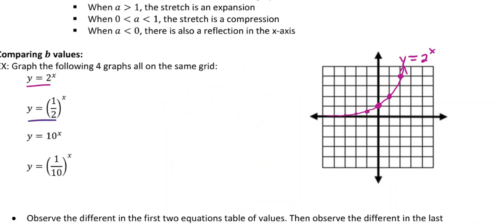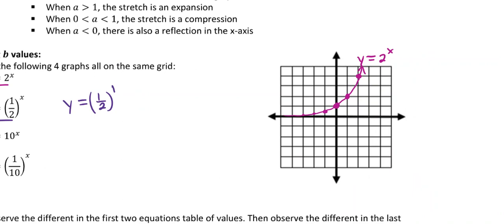So if we went a half, right? So if I threw in, let's say, y is equal to 1/2, and then to the power of x. Okay, where would x be here? So when x is 1, y would be? 1 over 2. Yeah, it'd be a half, right? So it's going to be right here.